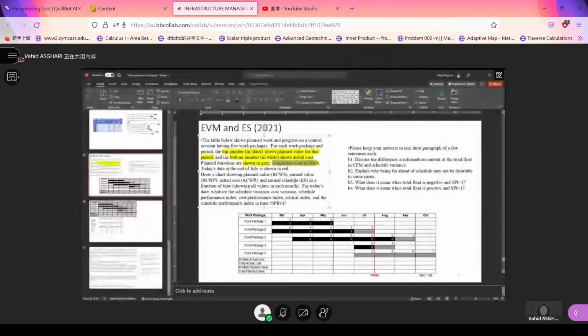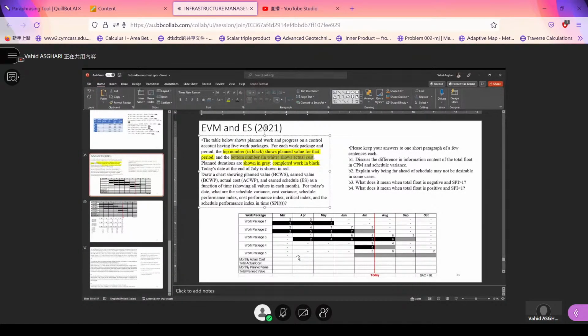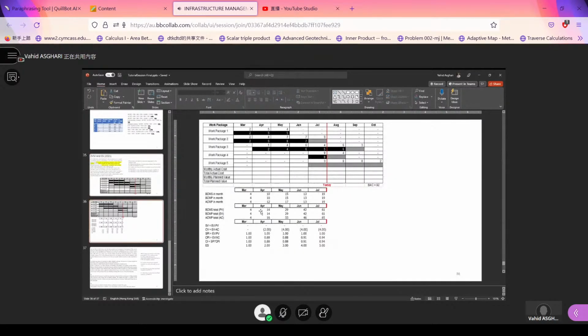That's it. The bottom number shows the actual cost. The bottom number is like 552. That's it. Nothing really. You just need to know what is budgeted, actual cost, ACWP. That's it. Nothing really new here.